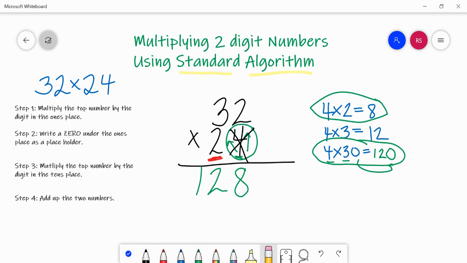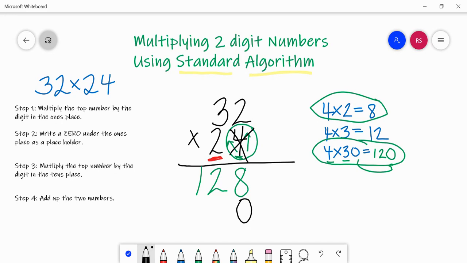Next, look at step 2. It says to write a 0 under the ones place as a placeholder. So the fact that I'm done with the ones place means I don't want to accidentally write anything in the ones place because I'm not going to be multiplying ones now. I'm going to be multiplying my digit in my tens place. So I'm going to put a 0 placeholder underneath this 8 in the ones place. This is one of the most important steps. If you forget to do this, your numbers will be off, okay? Because then you'll start to write in the ones place when we're really done with the ones place.